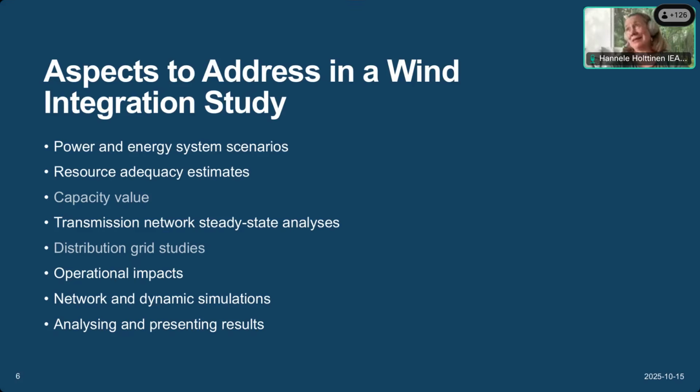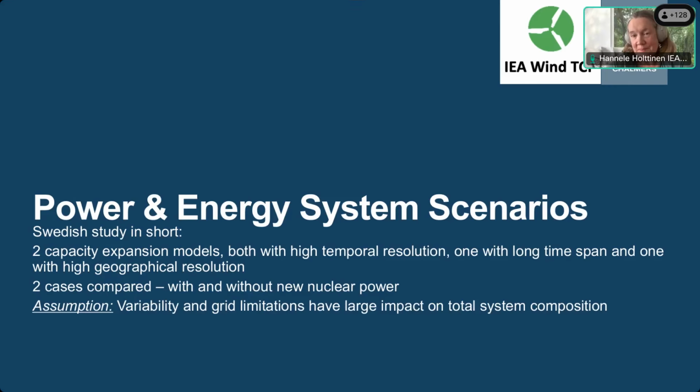We can say generally that when you have more and more wind and solar, it is recommended to study all and check all these aspects. But especially when you start with first studies for lower shares of wind and solar, only part of these is really necessary. Okay, so let's start with power and energy system scenarios. So how did you do them?